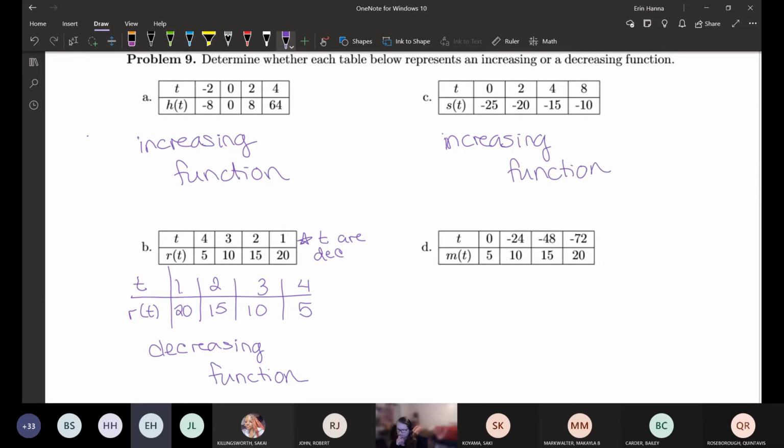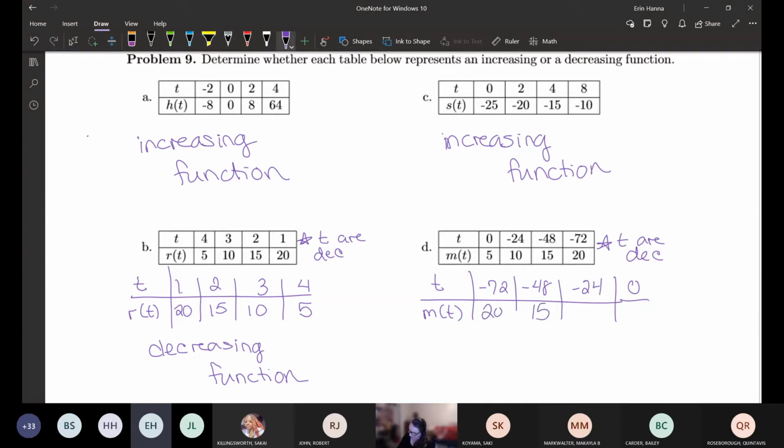And then part D, let's check our t values. Those are actually decreasing again. So again, the table's small enough, let's just go ahead and flip-flop it over. So negative 72, negative 48, or if you're just good at reading the table backwards, that works too. 20, 15, 10, 5. Once again, now that we have the t values going in the correct order, this is going to turn out to be a decreasing function.